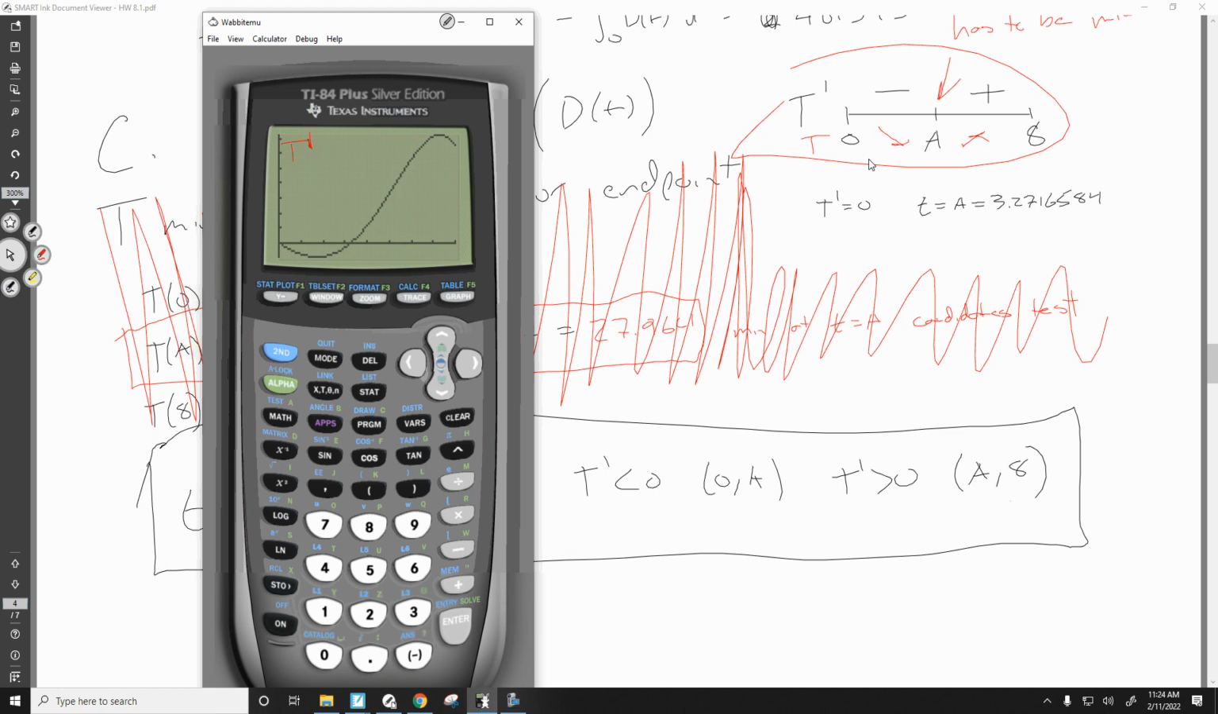All right, go back to part B. Is the amount of water increasing or decreasing at T equals 3? And then I'm going to ask you by how much?